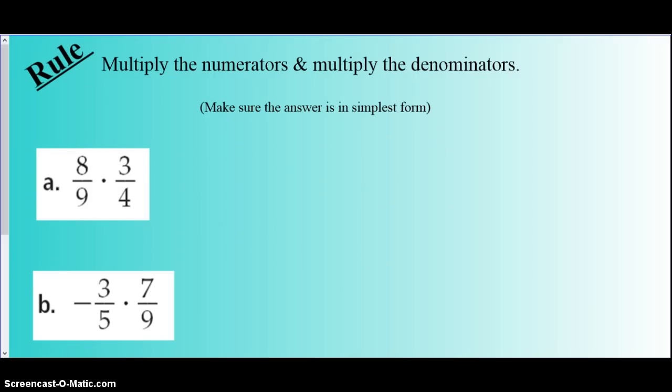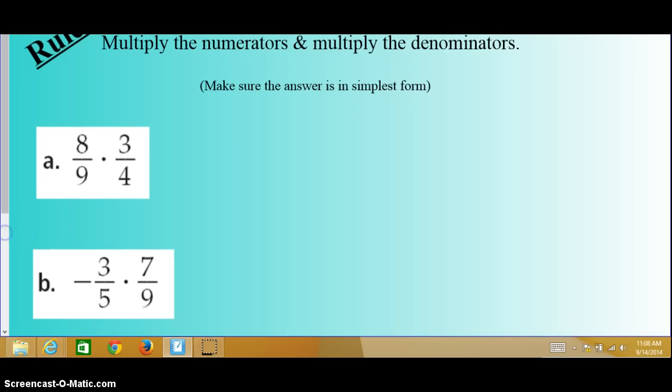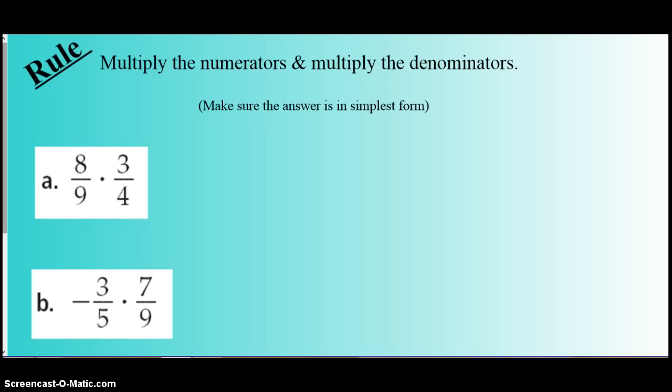As we look at sample B here, we've got -3/5 times 7/9. And again, looking for a shortcut, as we look at 5 and 7, they have nothing in common other than 1. We have the factors for 5 and 7, 1 and 5, and 1 and 7. So there's nothing we can do there, but we can with 3 and 9.